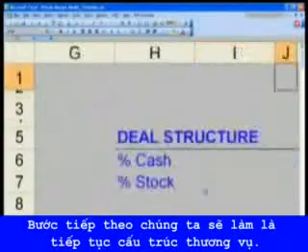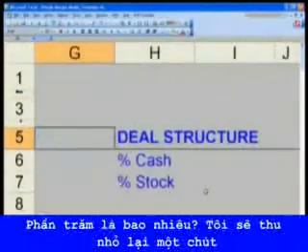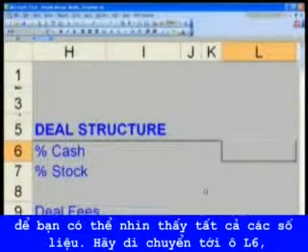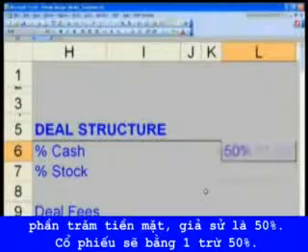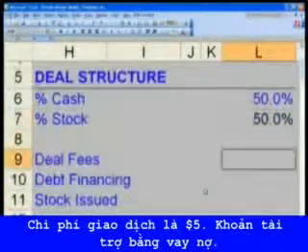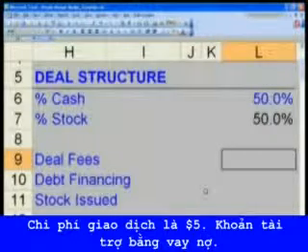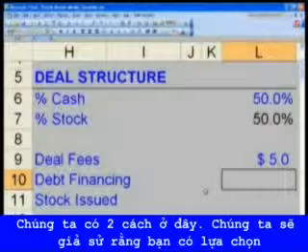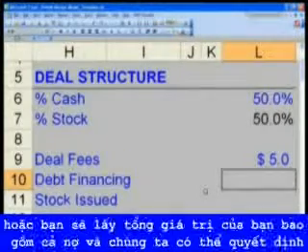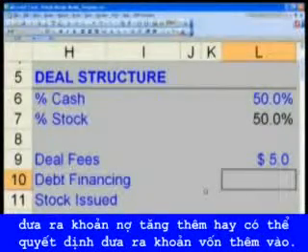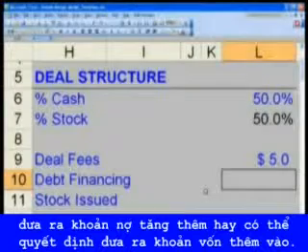Second thing we'll do is, let's go to our deal structure. I'm going to zoom this out a bit so we can see all the numbers. Let's go to cell L6, percent cash, let's say 50%. Stock equals 1 minus that 50%. Deal fees, hard-coded $5. Let's make that up. Debt financing, well, you have 2 ways here. We're going to assume that we take our total enterprise value, which includes our debt, and we may decide to issue additional debt on that, or we may decide to issue equity.